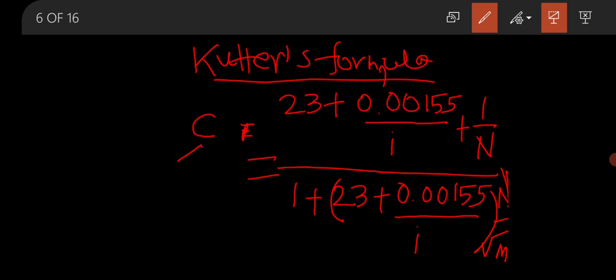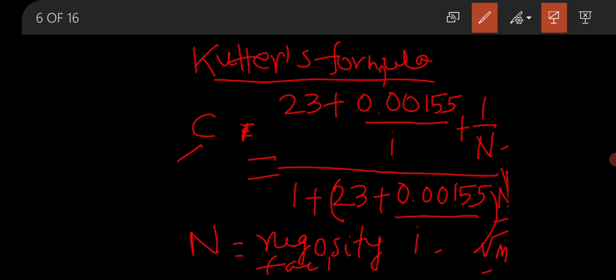Here also C stands for Chezy's constant, M is the hydraulic mean depth, I is the hydraulic gradient, and N is the new factor which is known as roughness coefficient or rugosity factor or Kutter's constant. There are also different values of this N for different types of surface.